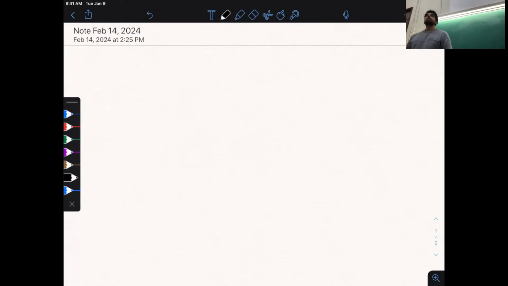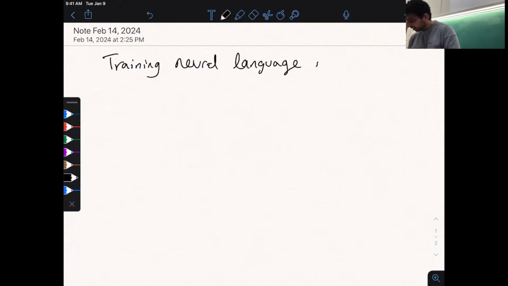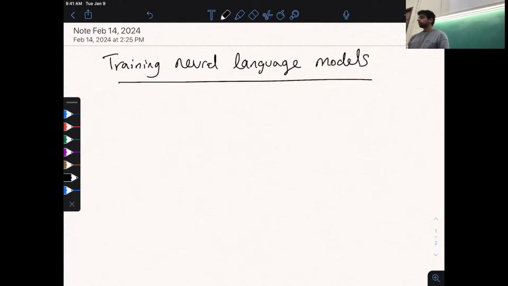So let us move on to today's topic, which is training neural language models. Okay, so is that readable from people back there? Okay. So remember last time we talked about the forward propagation phase of a neural language model.